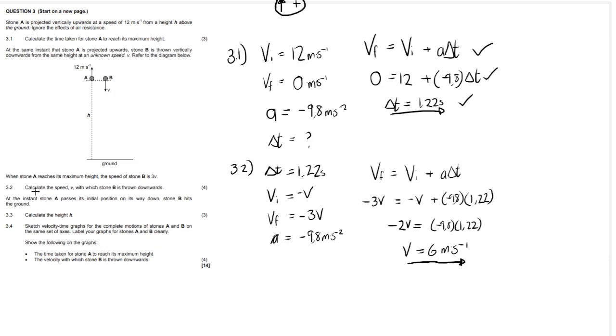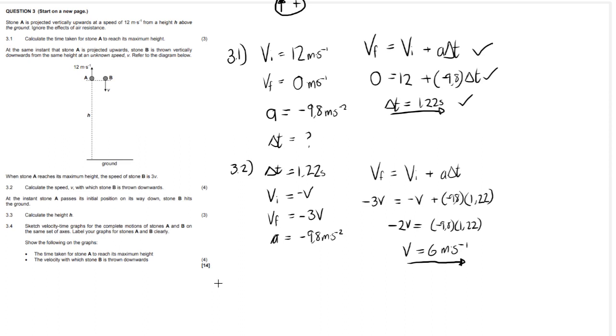And that is the answer to the question. Calculate the speed v with which stone B is thrown downwards. Please note that this is a positive value, but we just need to bear in mind they're asking for that value of positive v. I have already taken into account that negative, so that this answer being positive does not necessarily indicate that it is an upward velocity. I am simply calculating this value of v, which in their equation is just a magnitude, okay, with no direction.